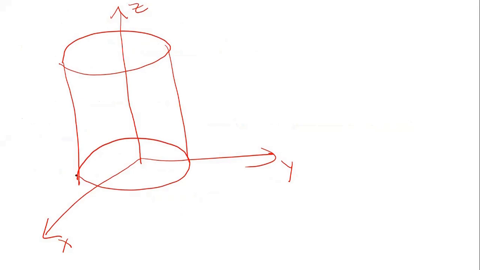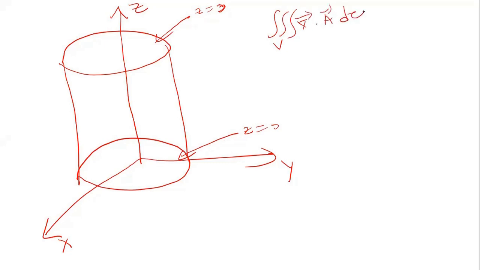The bottom of the cylinder has the equation z equal to 0, because every point on the bottom is a perfect plane on the xy plane. For all the points on this circular bottom, the z value is 0, and for all the points on the circular top, the z value is 3. So we have to perform volume integration of divergence of the vector A. There we have to take d tau.